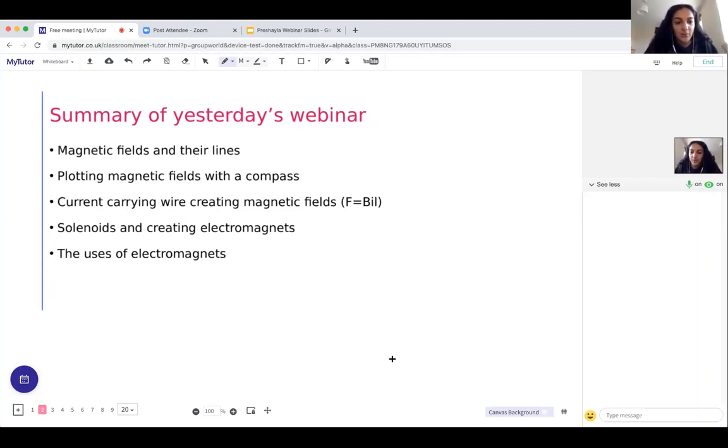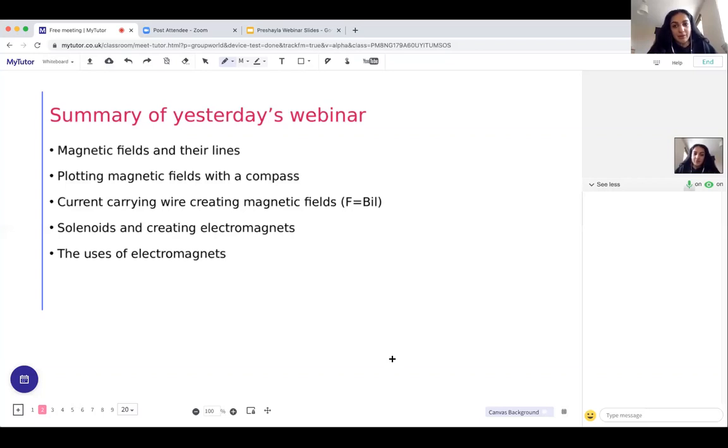Then we went on to talk about how current carrying wires, so any wire that has a current flowing through it, so is connected to a battery or a cell, has a magnetic field around it. So this flow of electrons in our current creates a magnetic field. Then we went on to talk about how we can work out which way that magnetic field goes. So it was the thumbs up rule or the right hand grip rule, and you point your thumb in the direction of the current, so that could be up or down or left or right, and the way that your fingers curl round is the way that the magnetic field goes.